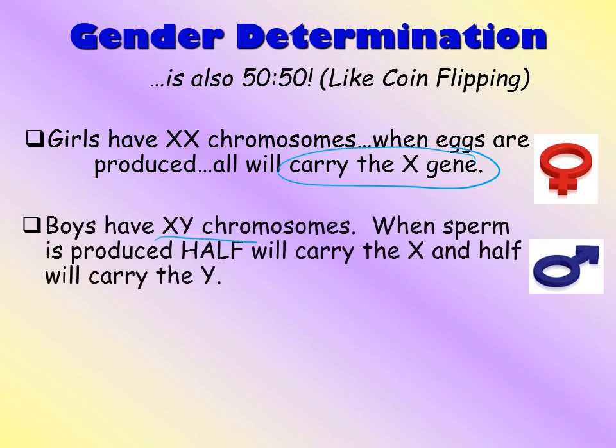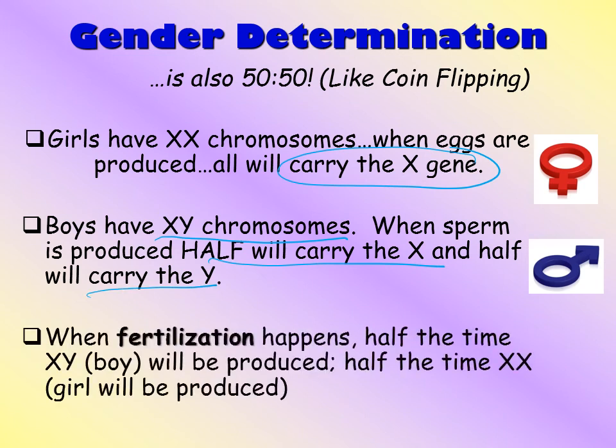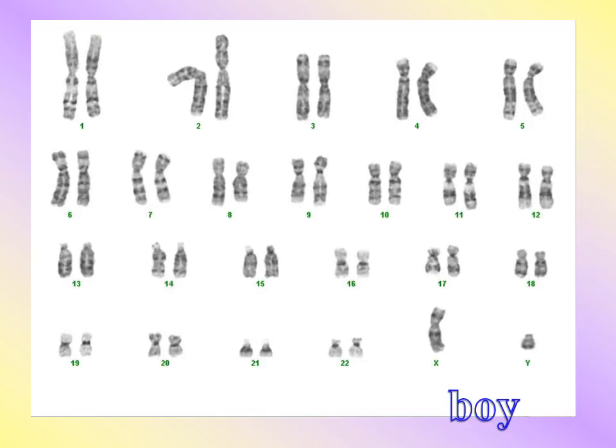Boys have XY chromosomes. This is the 23rd chromosome. So when sperm is created, half of it will carry the X chromosome and half of it will carry the Y chromosome. So when fertilization happens, half the time X and Y will combine and you'll produce a boy. Half the time you get 2 X's and that will be a girl.